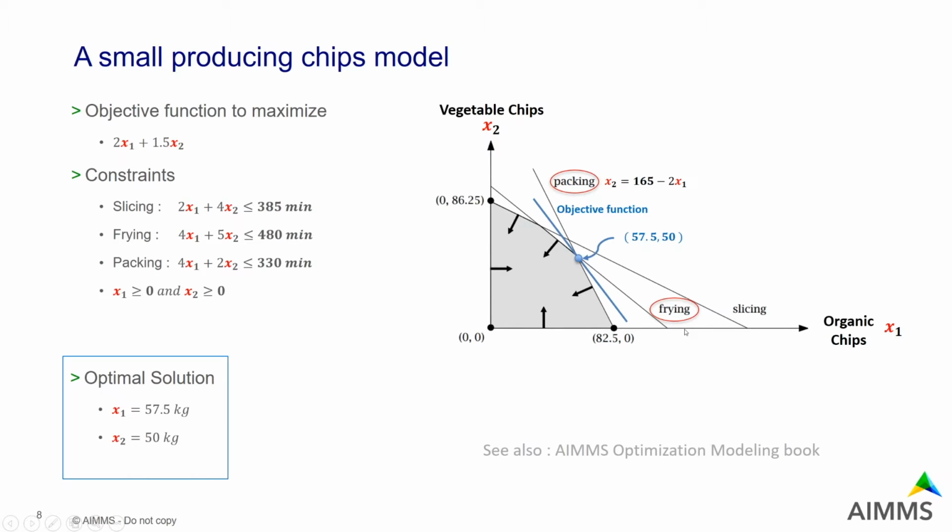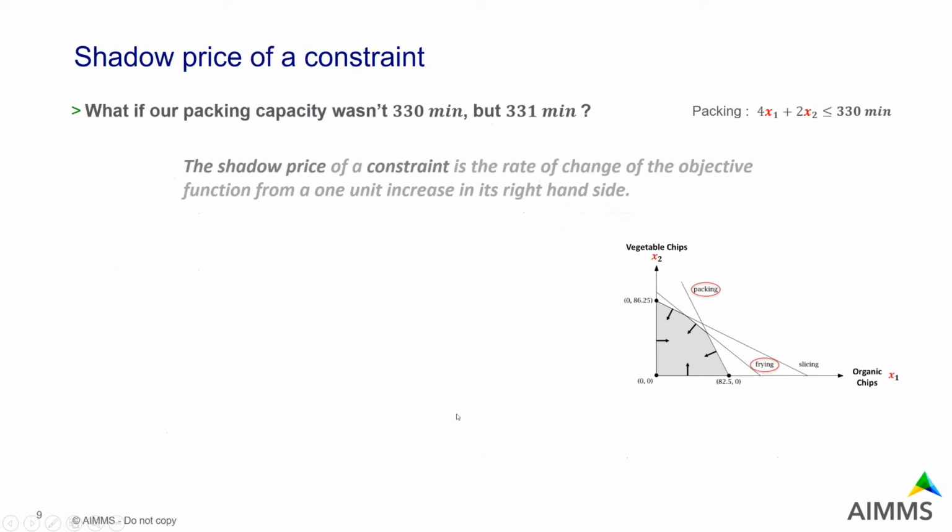And we call those constraints the binding constraints, which means that the slicing constraint here, well, we could get rid of this constraint and the optimal solution will be the same. So what if we change this right-hand side? This is how we introduce the shadow price, because this is the definition of the shadow price.